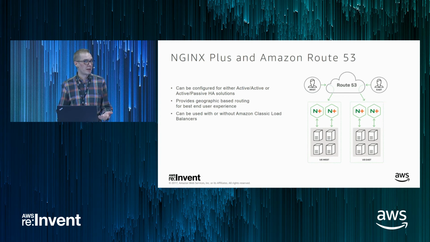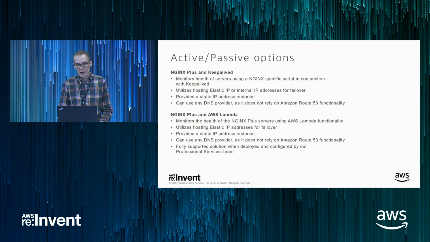You're not relying on any single piece of infrastructure. And it can also integrate, depending on your use case, with a classic load balancer, or you can use it without and route directly to NGINX Plus instances. Some people don't want to use the elastic load balancers or the classic load balancers, and they're looking for more of the traditional active-passive options. So we've developed a couple of ways to handle that in AWS.